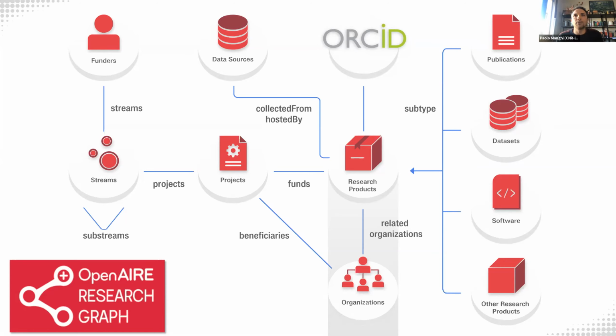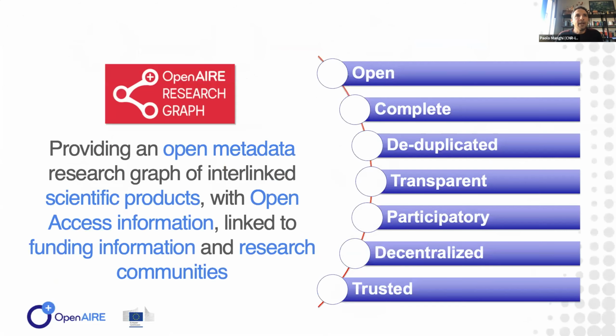This is a very high level view. Of course, the model tends to be a little bit more complex if you go into detail. So what's the idea? The idea is to provide an open metadata research graph. The graph is completely open, downloadable in dumps and through APIs, of interlinked scientific products. So we want to have as many links as possible. Even the links may be collected, harvested, and are part of the metadata in many cases. In several other cases, they are text-mined and inferred by us. We would like to make a distinction in the graph between what is open and what is not open. And of course, in the end, we would like to link it to funding information, research communities, and organizations.